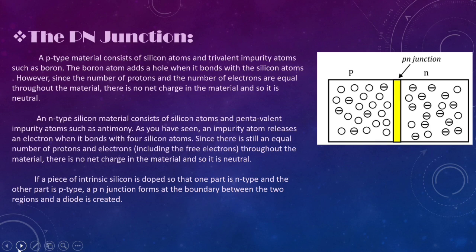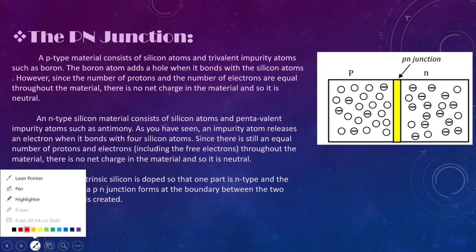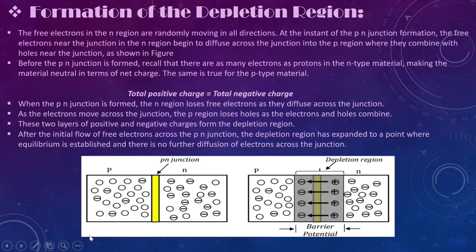If a piece of intrinsic silicon is doped so that one part is n-type and the other part is p-type, a p-n junction forms at the boundary between the two regions and a diode is created. As indicated in the figure, the p region has many holes as majority carriers from the impurity atoms and only a few thermally generated free electrons, which are minority carriers. The n region has many free electrons that are majority carriers from the impurity atoms and only a few thermally generated holes, which are minority carriers.